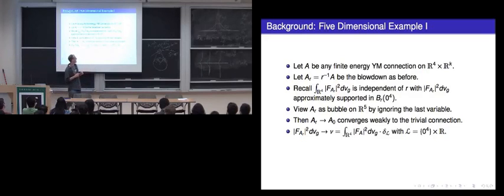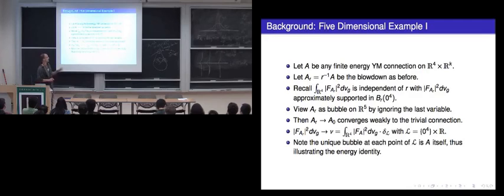Everything got crossed by R, so therefore your Dirac delta is crossed by R too. And of course, you can play the exact same game because nothing's changed, right? There's a unique bubble at each point. It's A itself. And this, again, is sort of illustrating the energy identity in higher dimensions.